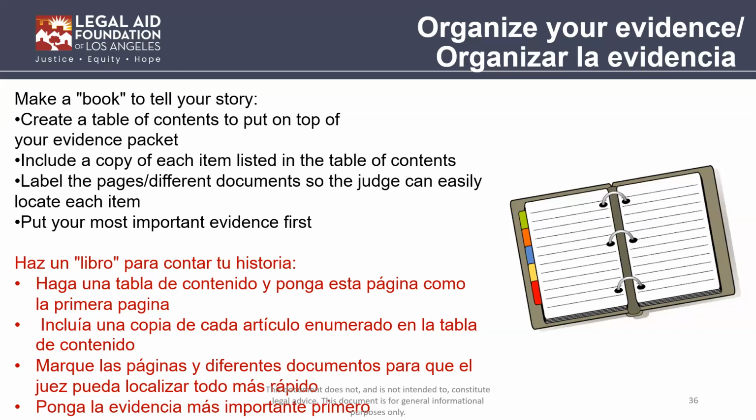Then include a copy of each of the items listed in the table of contents in the proper order following the table of contents. It's helpful to label the pages or the different documents clearly, either by assigning them page numbers or putting tabs between each document. And be sure to put your most important evidence first. Small claims judges are very busy and they don't always look at everything put in front of them. If you have something that is really clear cut in terms of evidence that makes a strong case, be sure to put that up front so the judge doesn't miss it.